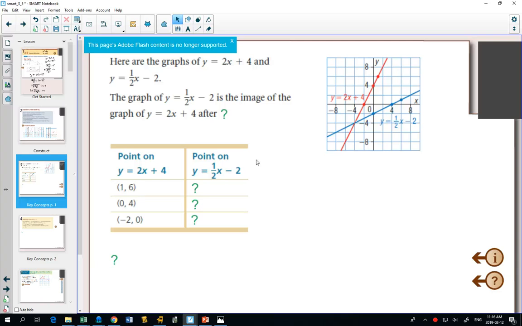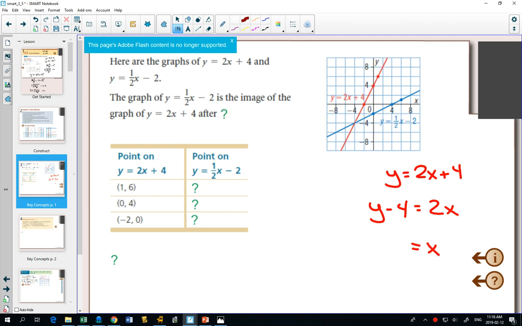So on page 236, they have the graphs of y equals 2x plus 4 and y equals 1/2 x minus 2. The first thing I want you to notice: if I start with the red equation and solve for x, I could subtract 4 on both sides, then divide everything by 2. And when this whole thing is divided by 2, that means the y is divided by 2, which is the same as 1/2 y. And the negative 4 is divided by 2, which is the same as minus 2.